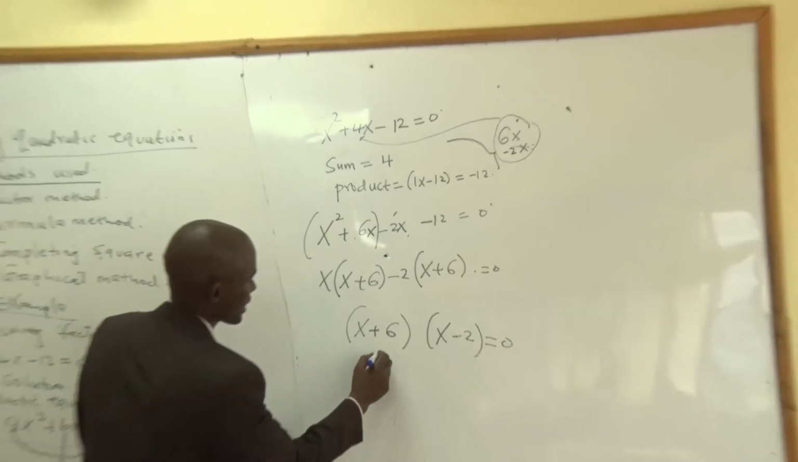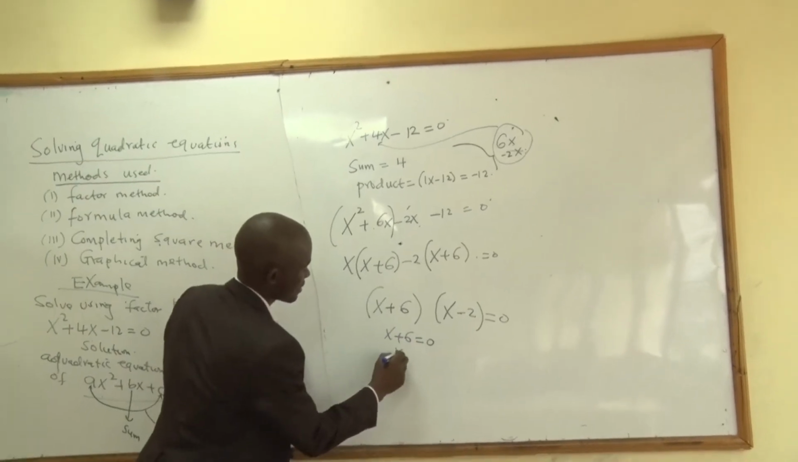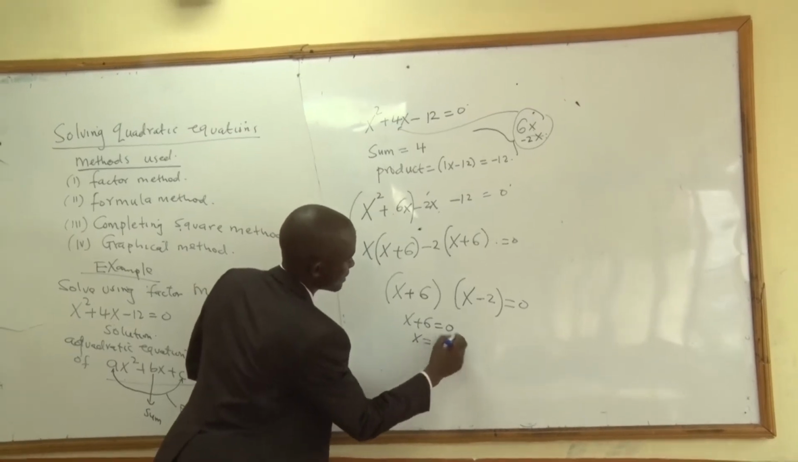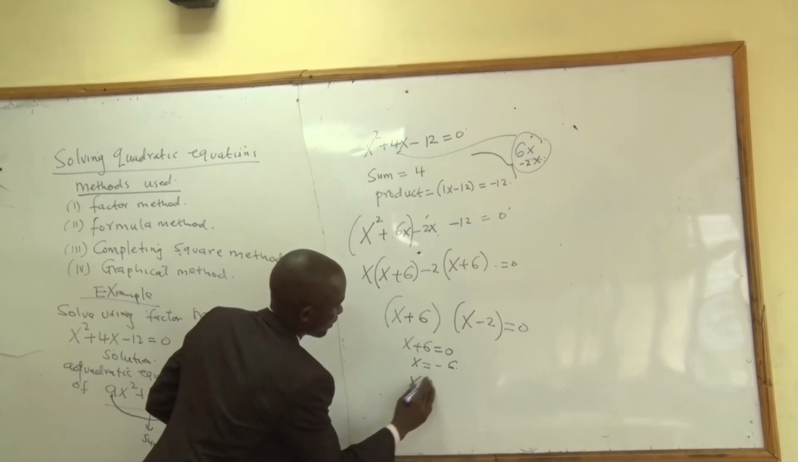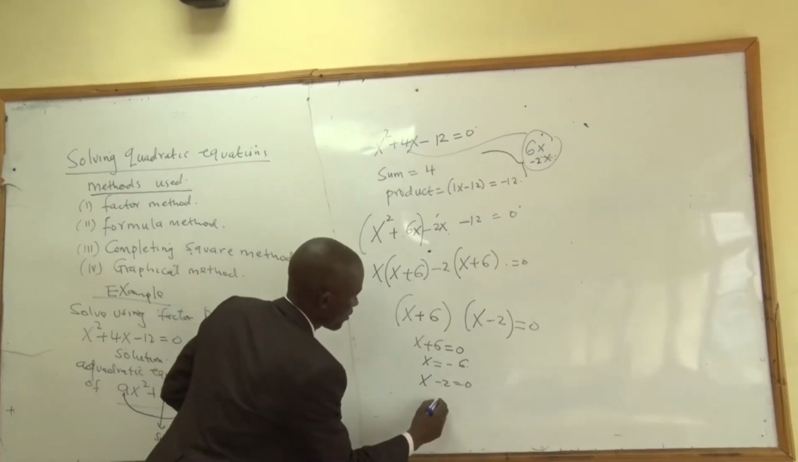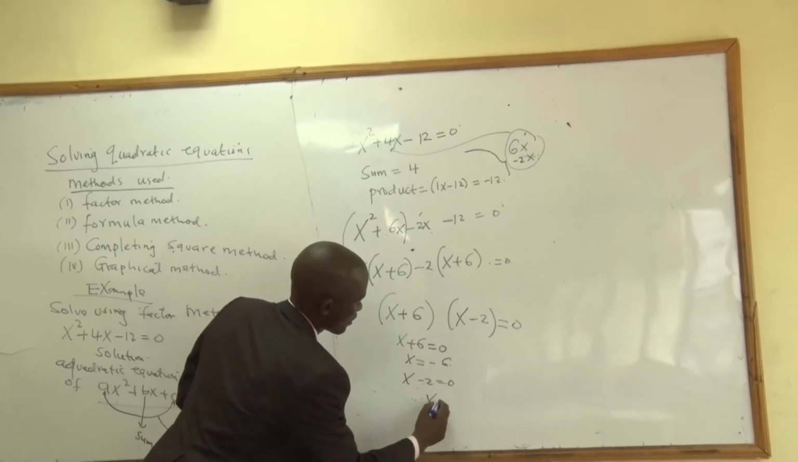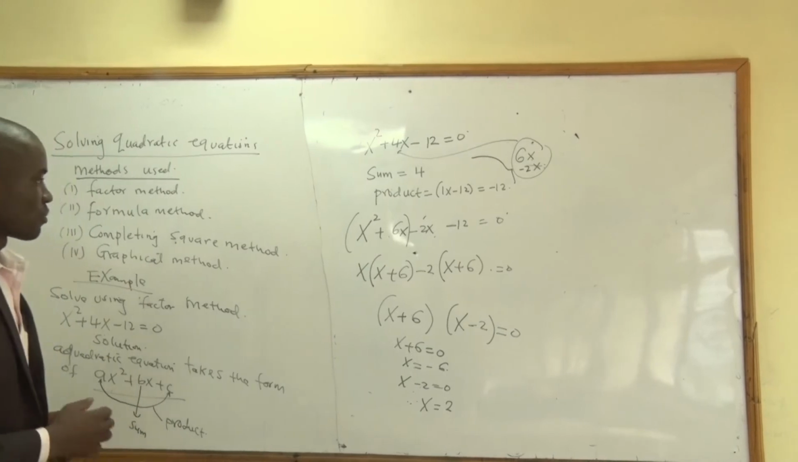So the first bracket, x plus 6, will be equated to 0. So in this case, x will be equal to minus 6. The second bracket will also be equated to 0. x minus 2 will be equal to 0. So therefore, x will be equal to positive 2.